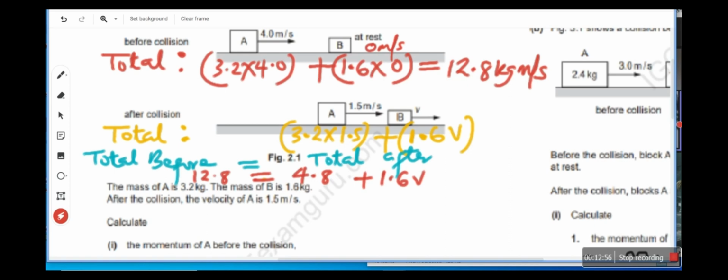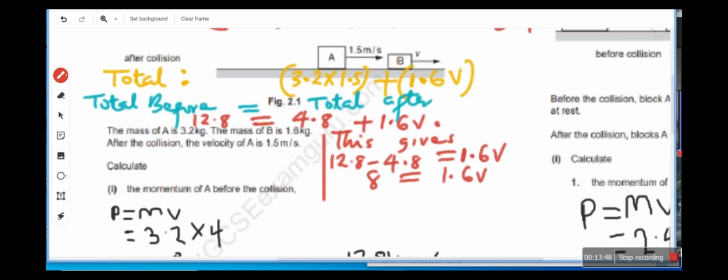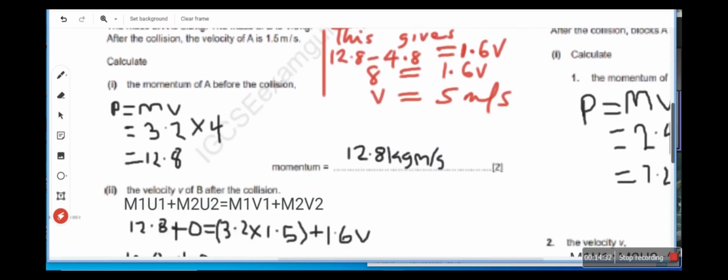Solve the equation to find V. V is what? You found V to be 5, right? 5 meters per second. Now, because it is positive, it means it is going in the same direction as A. A is going in the right direction and you made it positive, so the V you found, which is also positive, is also going in the right direction. If we got negative, it means it's actually going in the opposite direction, because momentum is a vector quantity.